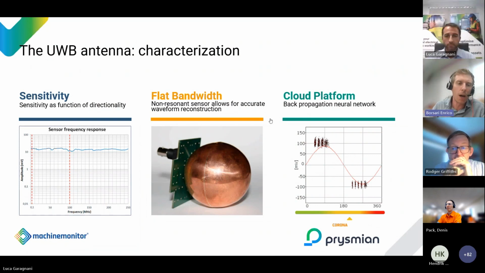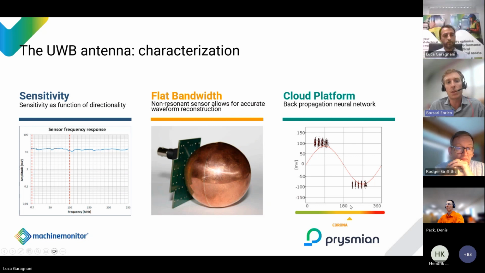Okay, so now we'll try to define a bit, characterize a bit the ultra wideband antenna. I'm going to give you some ideas of characterization based on, let's say, a user experience point of view. First of all, let's talk about the sensitivity of the device.